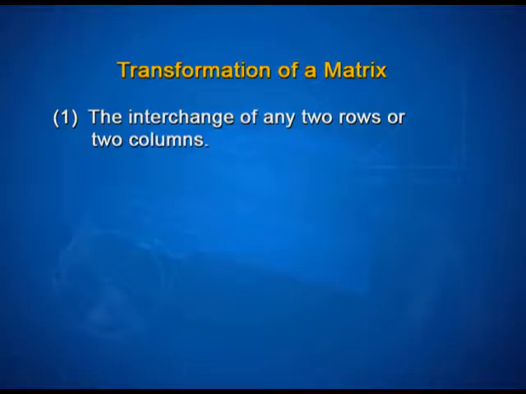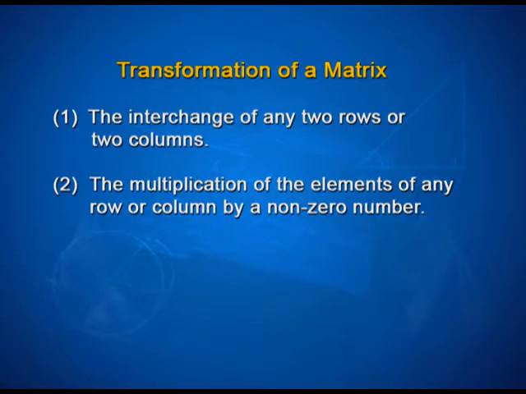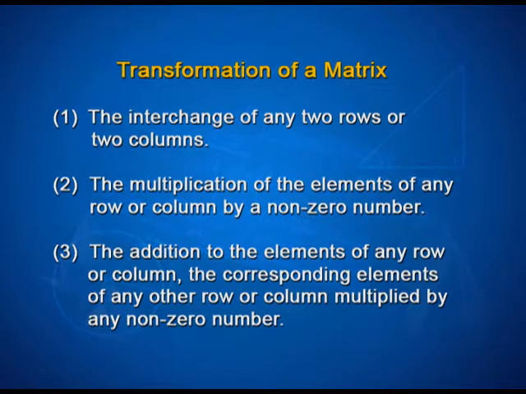Now, students, let us look into the elementary operations, transformation of a matrix. There are 6 operations, that is transformations on a matrix, 3 of which are due to rows and 3 due to columns, which are known as elementary operations or transformations. First, the interchange of any 2 rows or 2 columns. Second, the multiplication of the elements of any row or column by a non-zero number. Third, the addition to the elements of any row or column, the corresponding elements of any other row or column multiplied by any non-zero number.